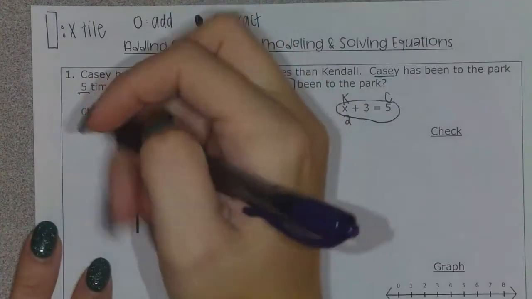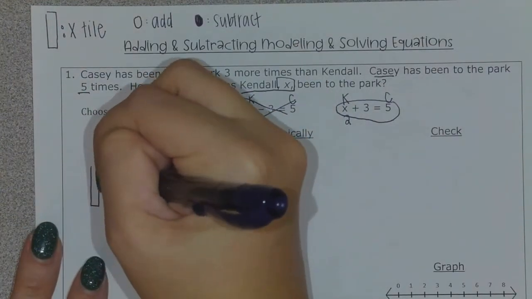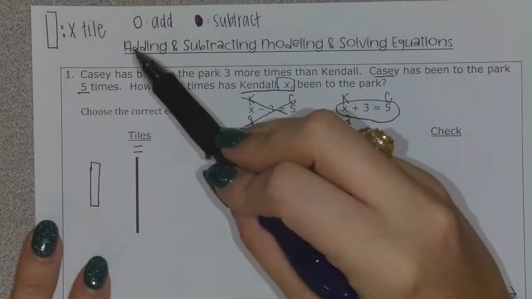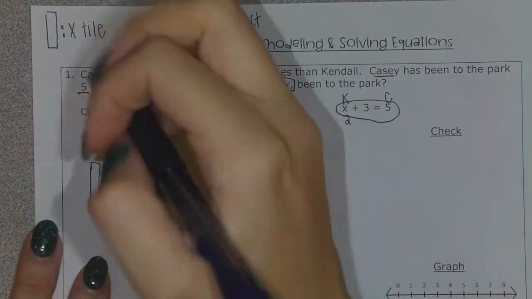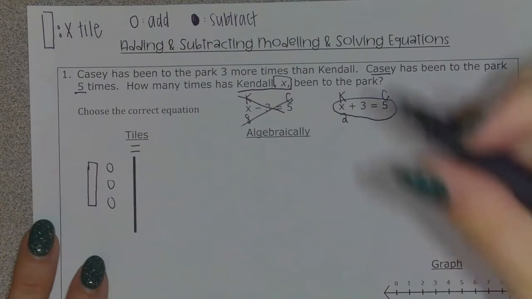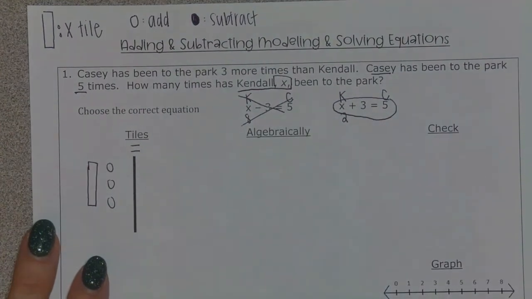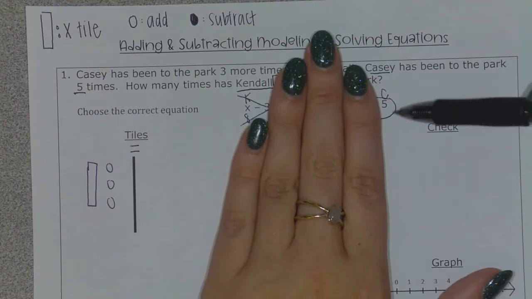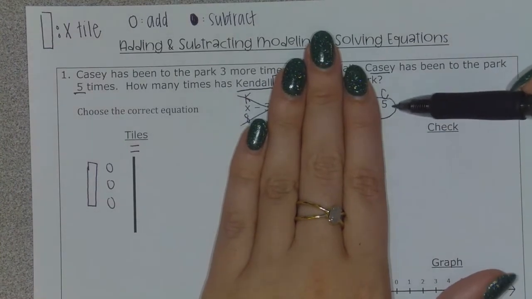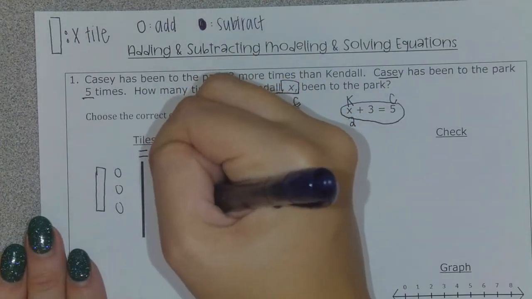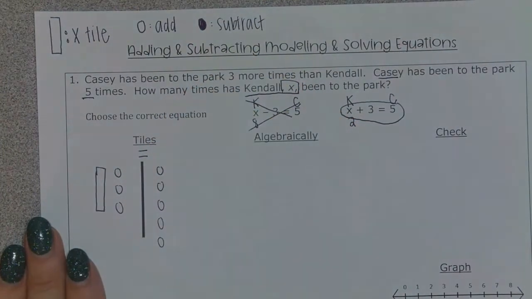So remember, for my X tile, I'm going to use a rectangle line. And then since I'm adding 3, I'm going to use 3 unshaded circles. So 1, 2, 3. Now I need to draw what's on the right side. So I'm going to cover up everything except for what's on the right. And all I have over here is 5. So I'm going to draw 5 unshaded circles. 1, 2, 3, 4, 5.